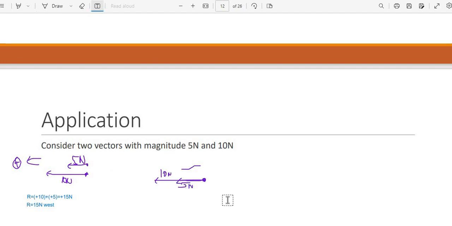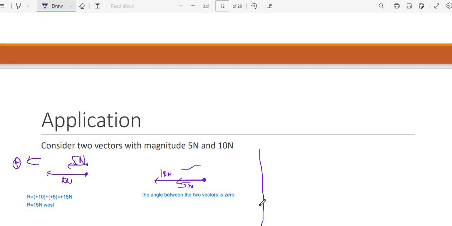But wait, let us check what the angle between the 5 Newton and the 10 Newton is if they are along the same direction. So if you try to put a protractor there and measure, then the line between the two vectors will just be along the thick 0-degree line. So what this means is the angle for this case where they are pointing in the same direction, the angle between the two vectors is 0.